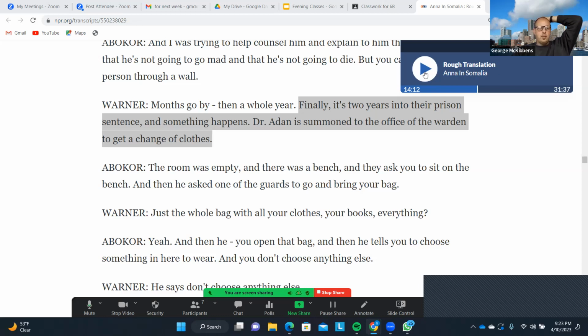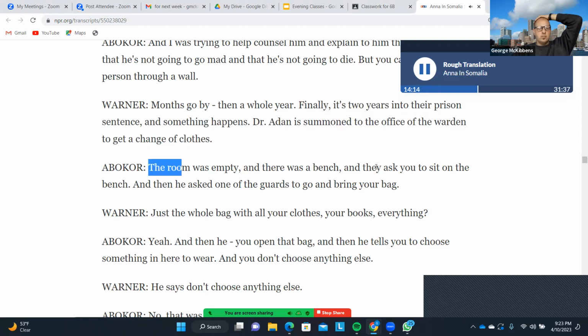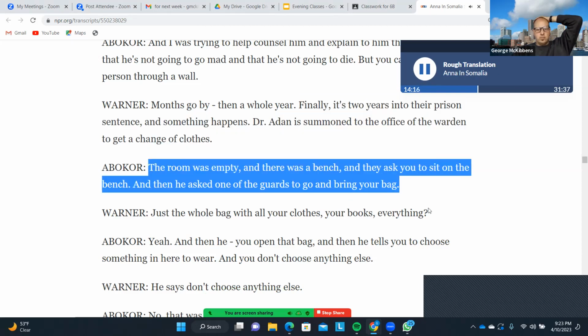Oh no, here's the answer to your question right here. Why did the warden let the doctor take a book in? The room was empty and there was a bench, and they asked you to sit on the bench. And then he asked one of the guards to go and bring your bag, the whole bag with all your clothes, your books, everything. Yeah. So after a whole year, the doctor gets a change of clothes. Can you imagine never changing your clothes for a whole year?